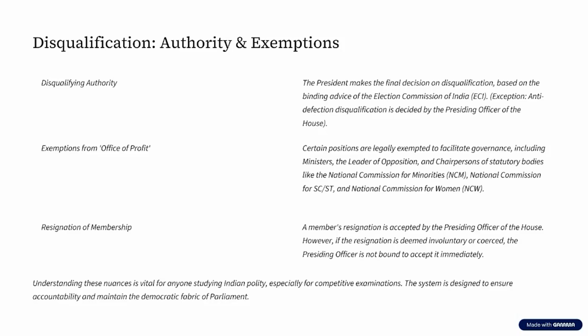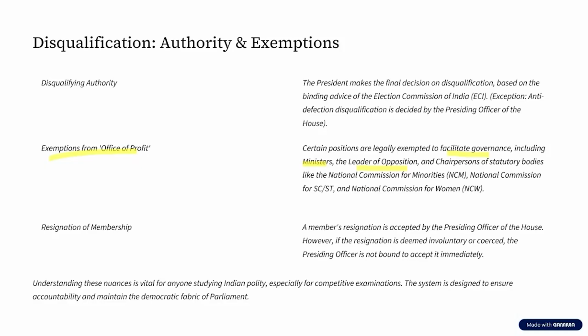Now, as I told, these are certain exemptions from the office of profit. Certain positions are legally exempted to facilitate governance, including ministers and the leader of opposition. The leader of opposition is given the status of the rank of a cabinet minister. So when he is given the status of a cabinet minister, a certain salary is also given to him. So he or she has a salary for being a representative, and a salary for being the leader of opposition also. But these things are exempted from the office of profit.